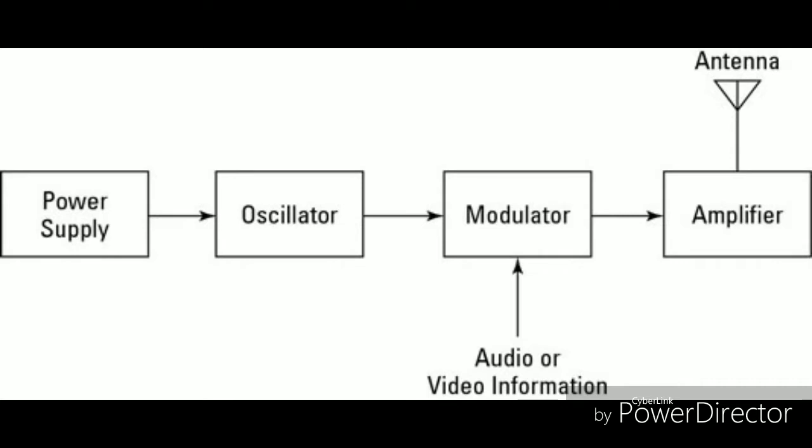Modulator. It adds useful information to the carrier wave. There are two main ways to add this information. The first, called amplitude modulation or AM, makes slight increases or decreases to the intensity of the carrier wave. The second, called frequency modulation or FM, makes slight increases or decreases to the frequency of the carrier wave. Amplifier. It amplifies the modulated carrier wave to increase its power. The more powerful the amplifier, the more powerful the broadcast.